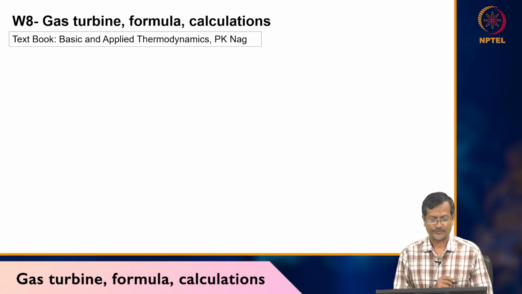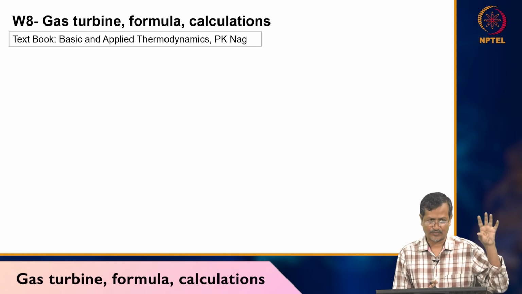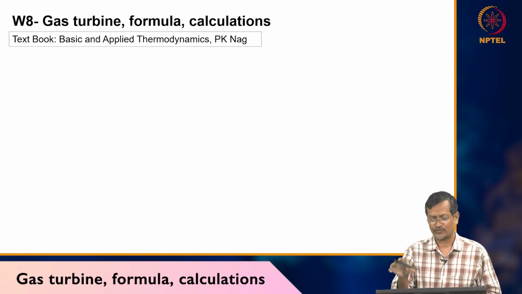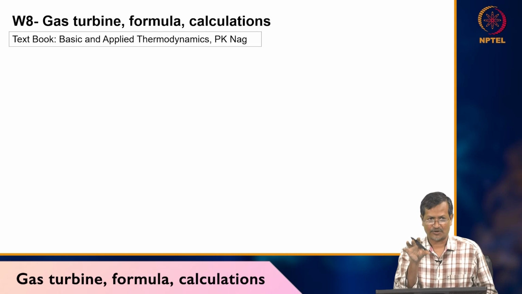Good morning. Today's topic is gas turbine formula calculation. In the previous lecture you have seen the basic fundamental understanding of gas turbine. It has one compressor system, one shaft, one combustion chamber, and one turbine. The compressor compresses air and sends it to the combustion chamber or combustor, then you harness energy in the turbine.